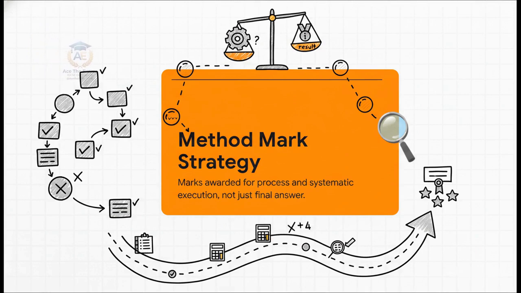Both need to master the method mark strategy. This is a grading principle where marks are awarded for the process and systematic execution, not just the final answer. Alex might focus solely on getting the final number right, while Sam might write a great essay but mess up the foundational math. What they both need to realize is that if you mess up a calculation early on, but execute the accounting principles perfectly for the rest of the problem using that flawed number, you can still secure massive points. The process matters just as much as the result.